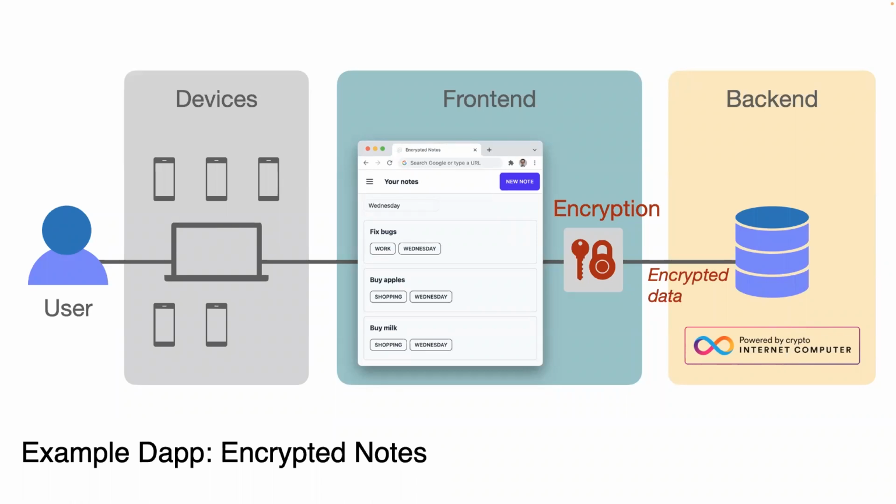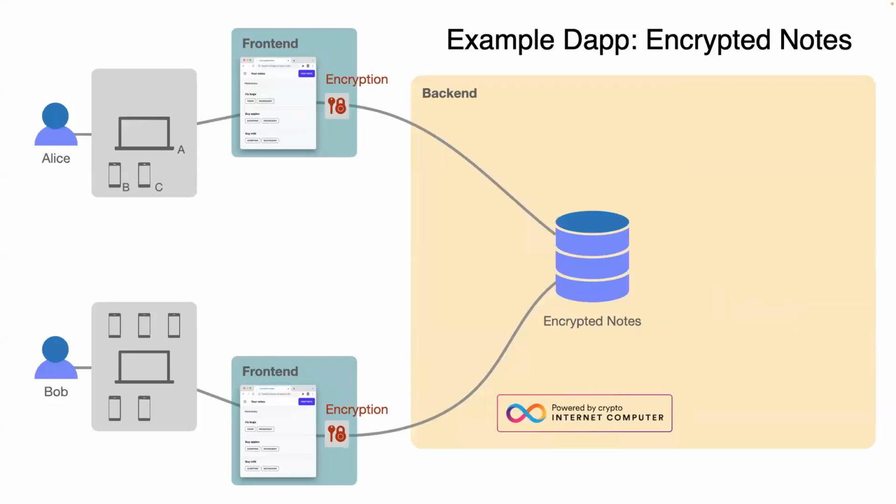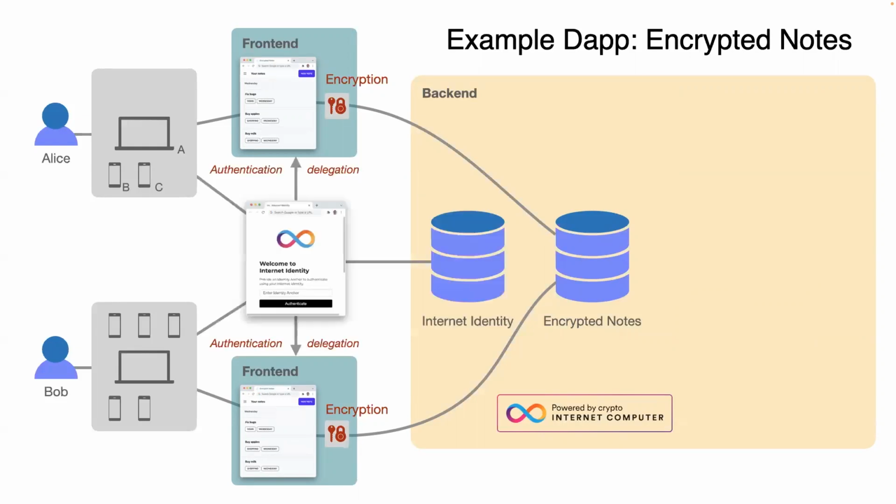And in addition to this, an important feature of the dapp is that it supports the use case of multiple devices per user. So for instance, if we have a laptop and a couple of cell phones or other gadgets, then all of them should be synchronized. So the encrypted nodes on all of them should also synchronize. And of course, since there are multiple users, then we have a situation like this. All of the data has to be stored per user in the encrypted nodes canister.